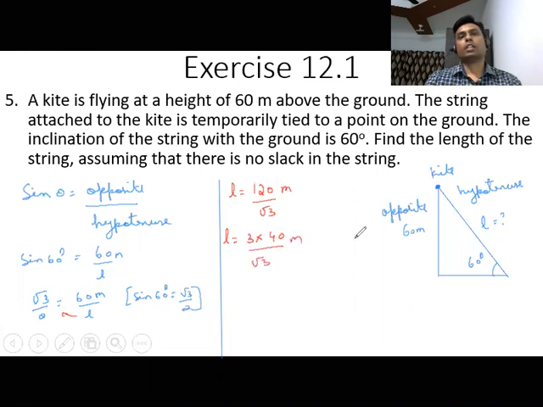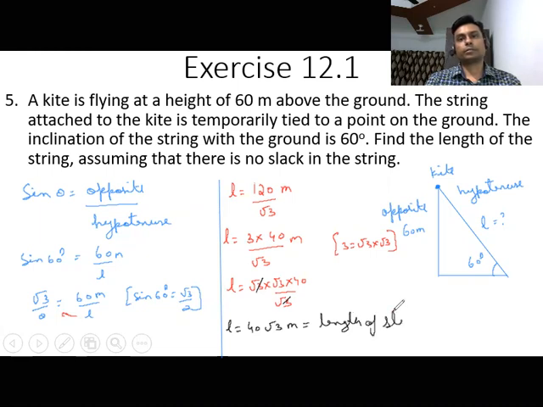This is L. Now we all know how to write 3. 3 is root 3 into root 3. Now you should be very comfortable with this. So L is root 3 into root 3 into 40 by root 3. What will get cancelled? One root 3 will get cancelled. L is 40 root 3 meters. This is the length of the string. So the length of the string is 40 root 3 meters.